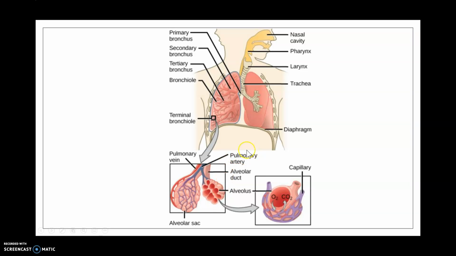And again, if we take a look here, our pulmonary artery is bringing deoxygenated blood. We're going to see a gas transfer here. So oxygen that's inside the alveoli is going to come out and go to our capillaries here. And then carbon dioxide that is in the blood is going to go into the alveoli. And then the pulmonary vein is going to bring that oxygenated blood back up to the heart.